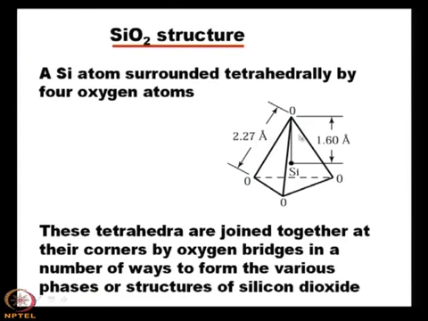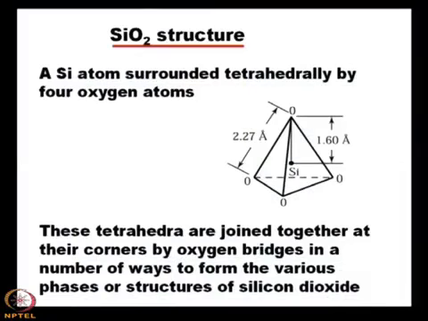So, this is the structure, and these tetrahedra are joined together at their corners by oxygen bridges in a number of ways to form the various phases or structures of silicon dioxide. So, depending on how the oxygen bridges are formed, the silicon dioxide structures will be different, and one type of structure could be, say, the amorphous structure that we shall discuss. Another type of structure could be the crystalline structure or the quartz.